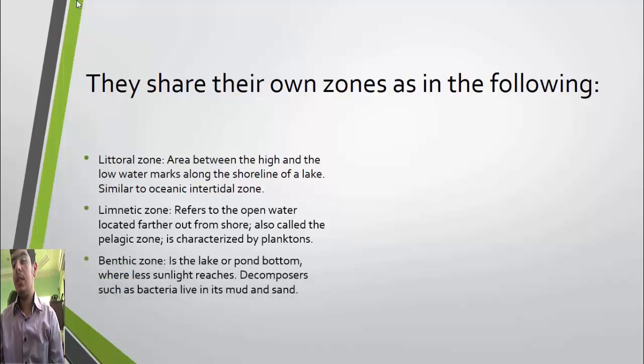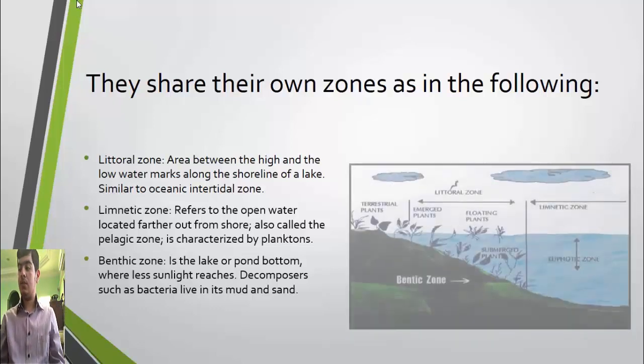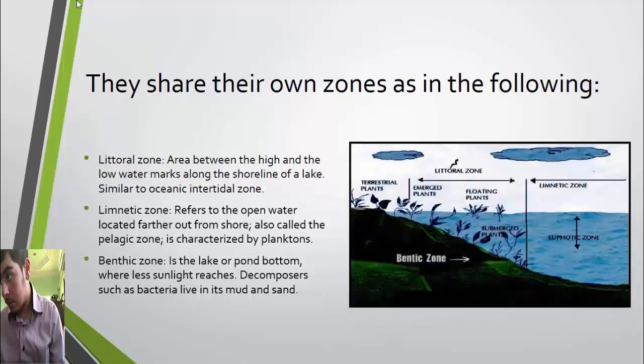Benthic zone is the lake or pond bottom where less sunlight reaches. Decomposers such as bacteria live in its mud. So the benthic zone is under the littoral zone and limnetic zone. It's similar to the surface that is on top. Here you can see the picture, how it looks.